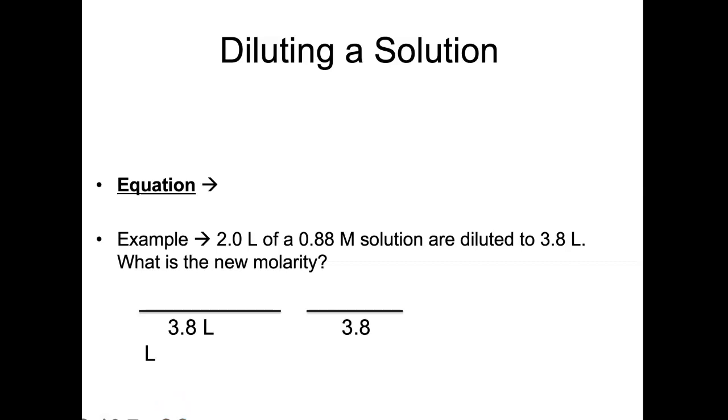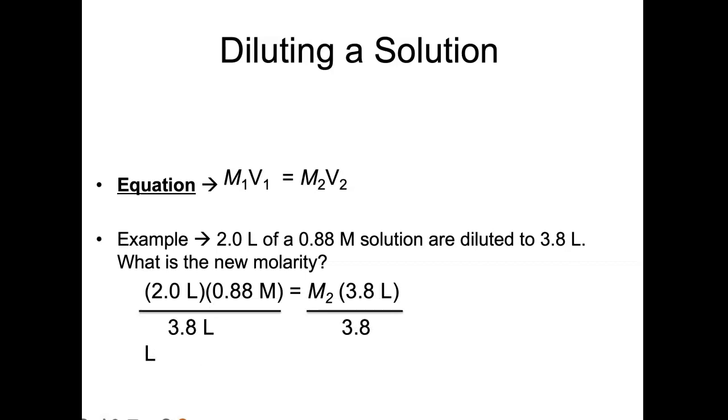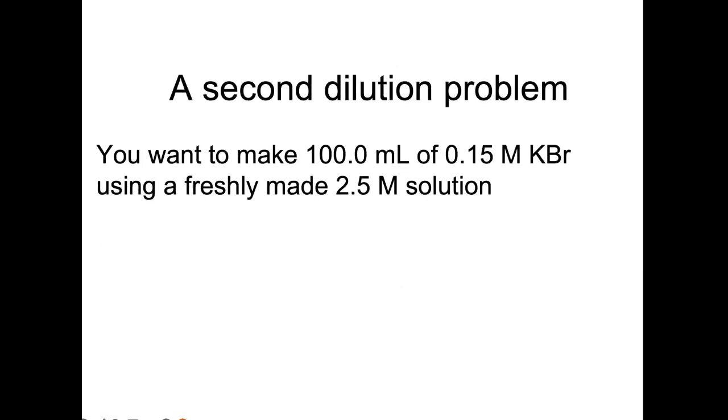All right, so here we go. Hopefully you took, and of course some of this was given to you, I do apologize, hopefully you used that equation. You divided by your volume, your 3.8, and your liters cancel out. And so you come up with 2 times 0.88 divided by 3.8 equals 0.46 big M. That is the molarity of that new solution that you diluted down. All right, here's a second and final dilution problem for you. See how you would attack it yourself.